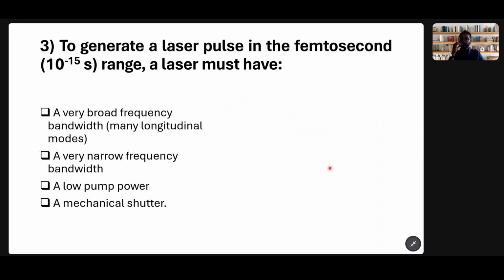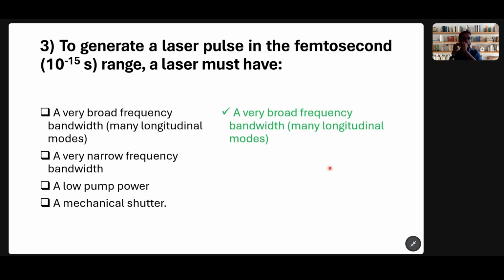So question number 3: to generate a laser pulse in the femtosecond range, a laser must have what? Should it have a frequency, a very broad bandwidth, a very narrow bandwidth, a low pump power, or a mechanical shutter? The answer to this question is bandwidth, obviously. The broader the bandwidth is, the shorter the pulse lifetime will be.